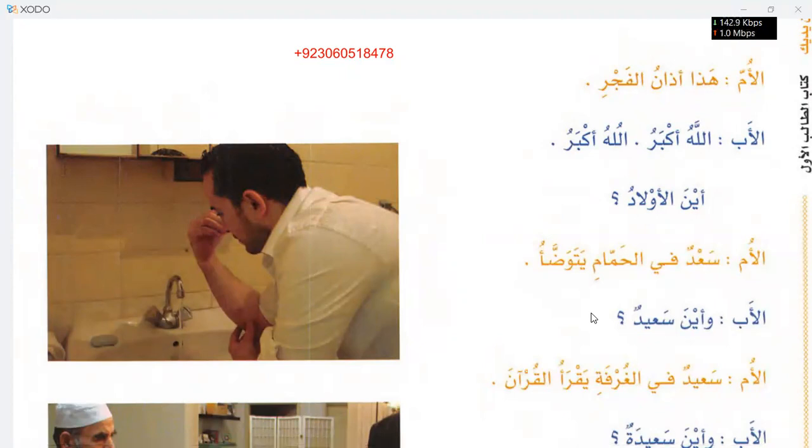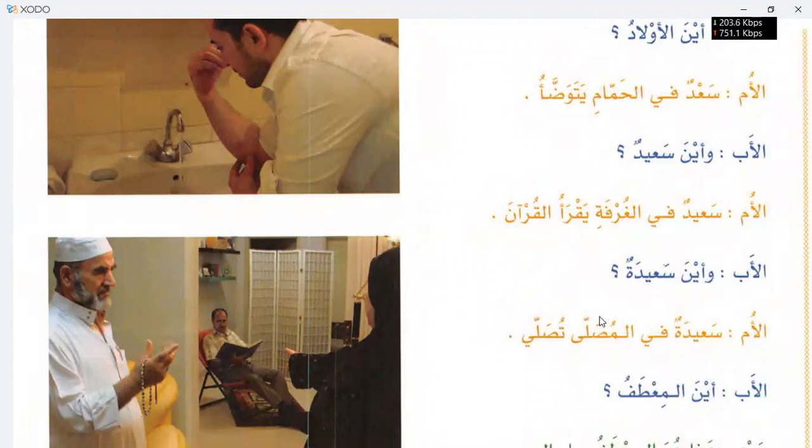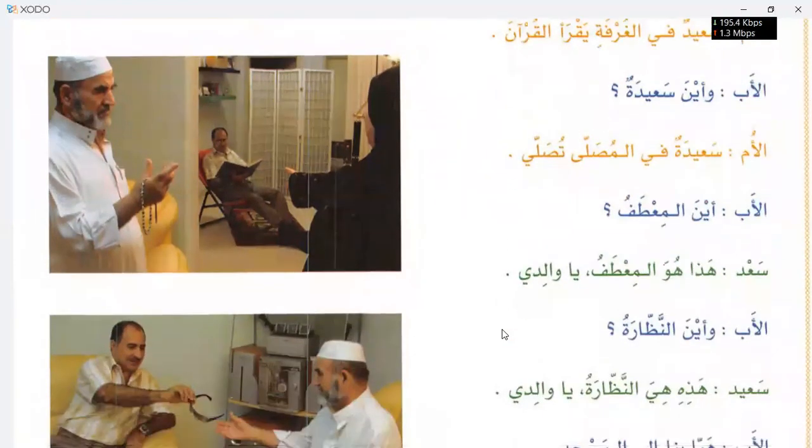Wa aina Saidatun. Wa aina Said. Said fil ghurfa yakra'u al-Quran. Said is in the room reading Quran, reciting Quran. Wa aina Saida? Saida fil musalla tusalli. Saida is in the prayer room praying.